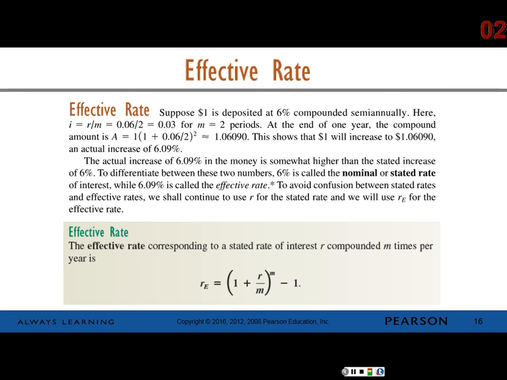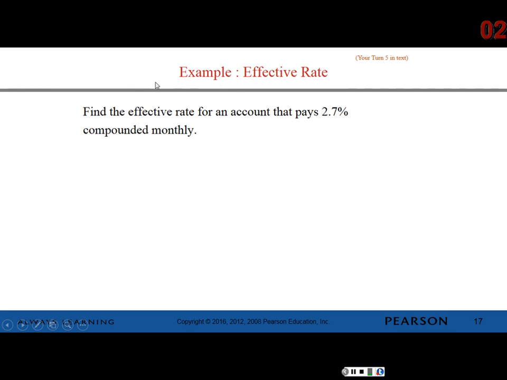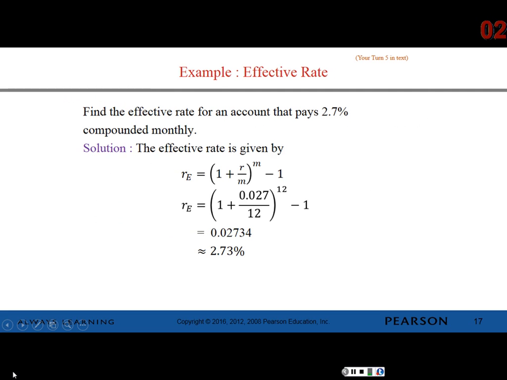So here we've got the formula. And we're going to look for an effective rate for an account that pays 2.7% compounded monthly. Okay, so that's 2.7% annual rate, but they're going to compound it 12 times in 1 year. So your effective rate for your term 5 problem is given by R sub E, which is plugging into the formula 1 plus R over M raised to the M power minus 1.